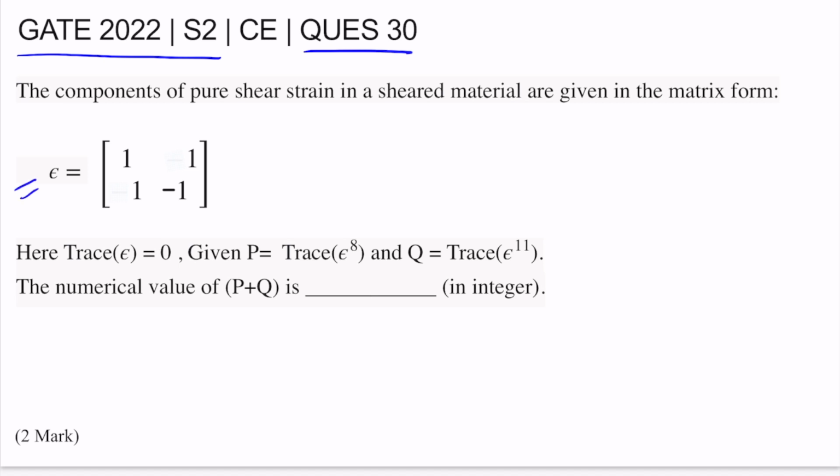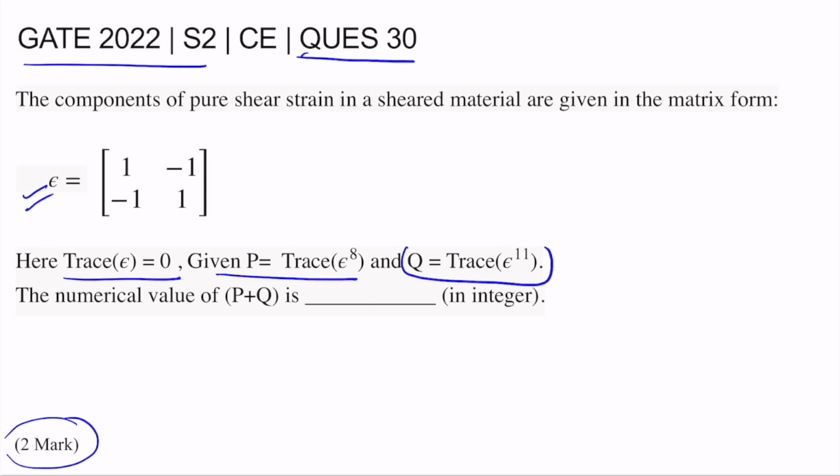Here the trace of this matrix is 0. Given P equal to trace of this matrix to the power 8 and Q equal to trace of this matrix to the power 11, the numerical value of P plus Q is. So we need to write the numerical value of P plus Q in integer form. It's a 2-mark question with no negative marking. Let's start with the solution of this problem.